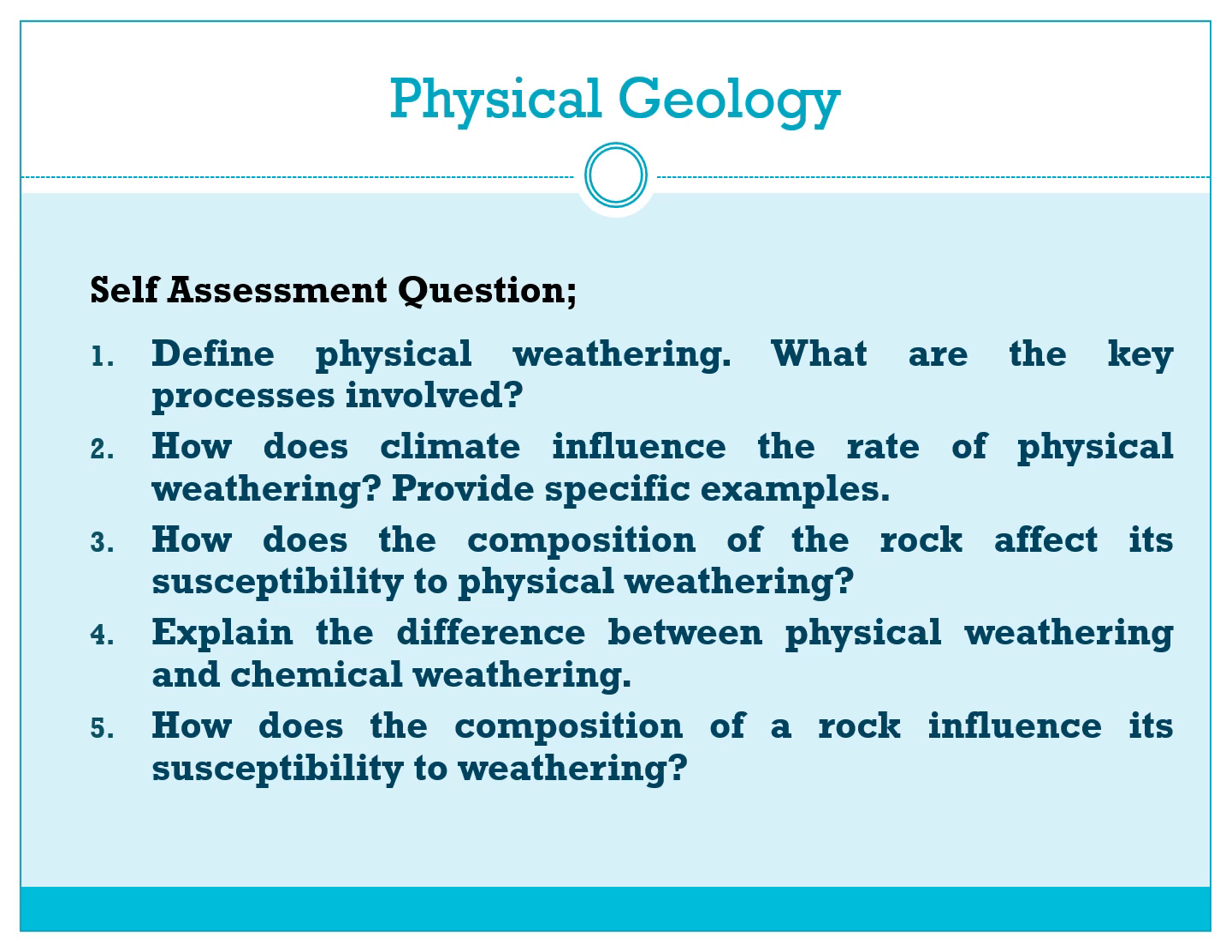The questions are: Define physical weathering. What are the key processes involved? How does climate influence the rate of physical weathering? Provide a specific example. How does the composition of rock affect the susceptibility to physical weathering? Explain the difference between physical weathering and chemical weathering. How does the composition of a rock influence its susceptibility to weathering?